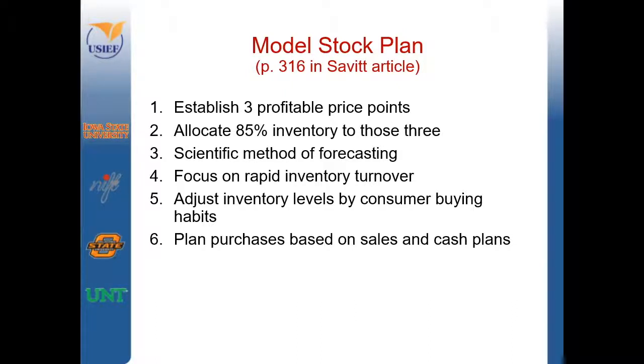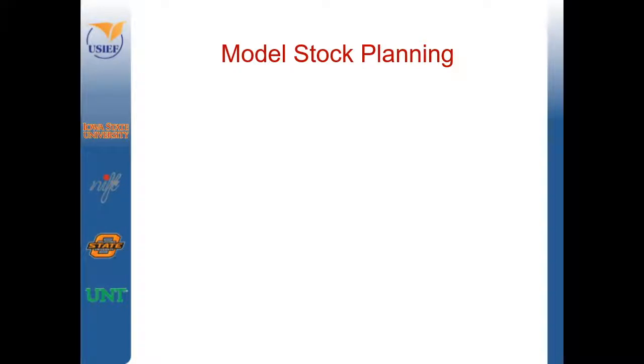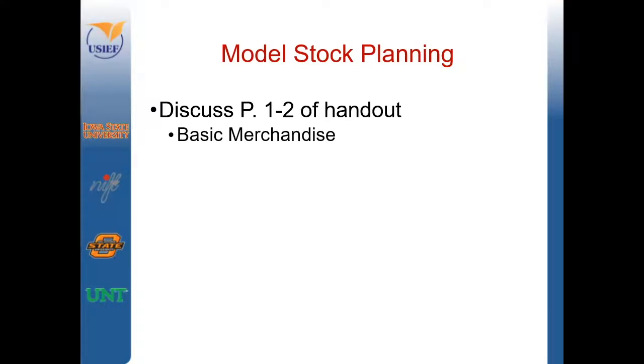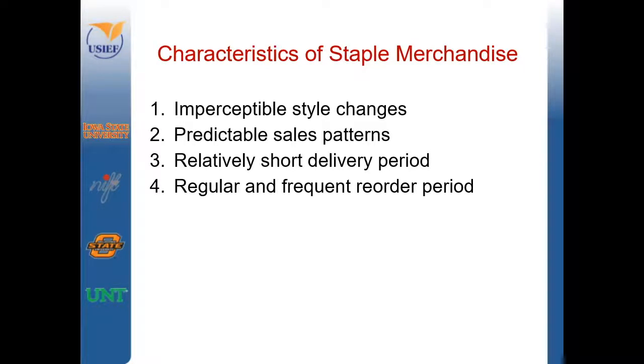This information can be found on page 316 in the Savitt article published in 1999. Model stock planning and these 6 steps are further discussed on page 1 and 2 of the handout that can be downloaded from our website, which further considers basic merchandise.